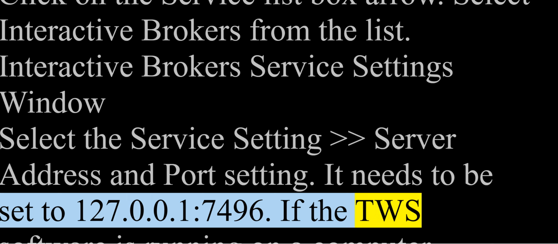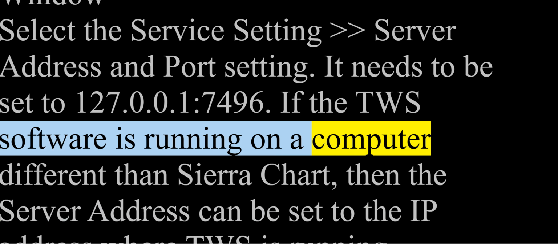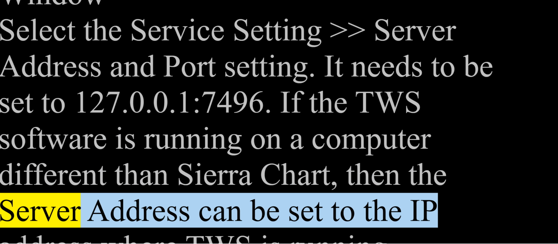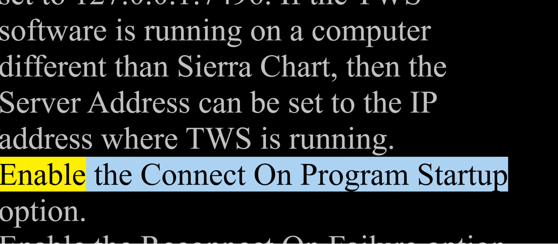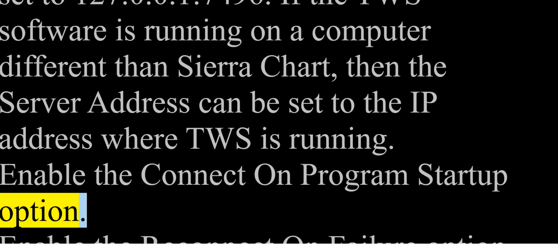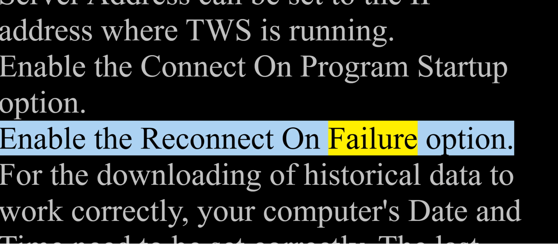127.0.0.1:7496. If the TWS software is running on a computer different than Sierra Chart, then the server address can be set to the IP address where TWS is running. Enable the Connect on Program Startup option. Enable the Reconnect on Failure option.